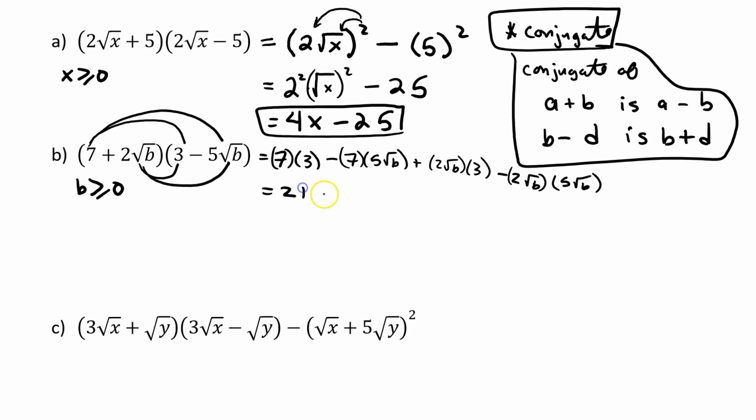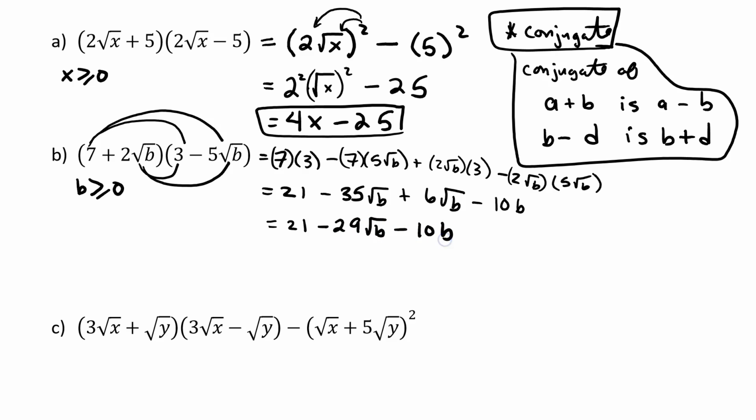So I'm going to simplify here. 7 times 3 is 21. Numbery bits go with numbery bits, and lettery bits go with lettery bits. So minus 7 times 5 is 35 root b, plus 2 times 3 is 6 root b, minus 2 times 5, which is 10, times root b times root b, which is simply b. So 21, negative 35 of some quantity plus 6 of some quantity is going to be negative 29 root b, minus 10b. Now, just because we have b's here does not mean that we can simplify these together.